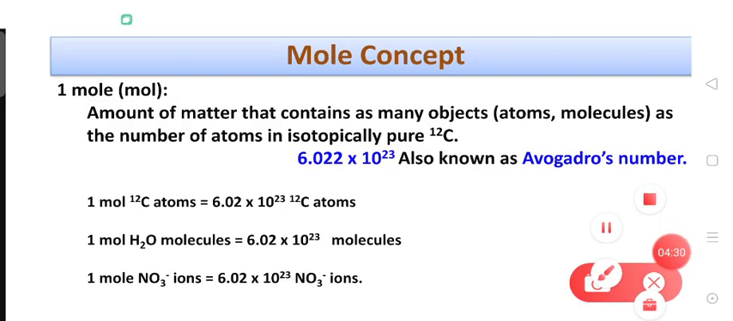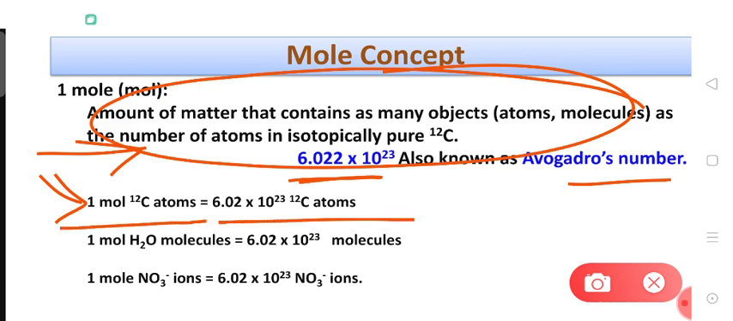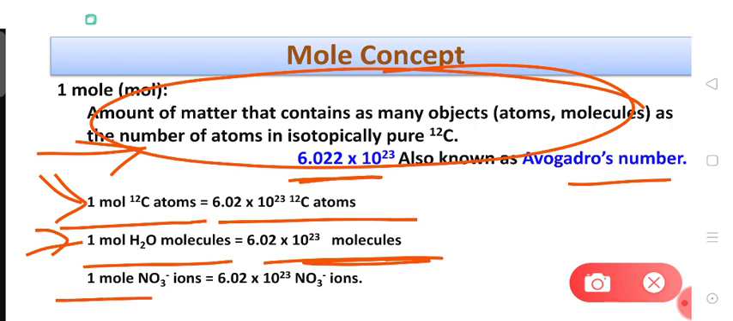So certain examples are given here. Here you can see this is the same definition: amount of matter that contains as many objects, as many particles, as the number of atoms in isotopically pure carbon 12, and this number is called Avogadro's number. Now certain examples are given. For example, if someone says 1 mole carbon atoms, that means this many atoms. If someone says 1 mole water molecules, then this many water molecules. If someone says 1 mole nitrate ions, then this many nitrate ions.